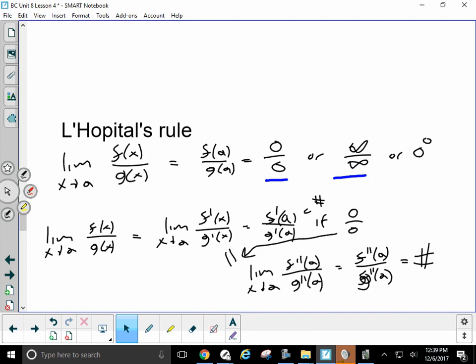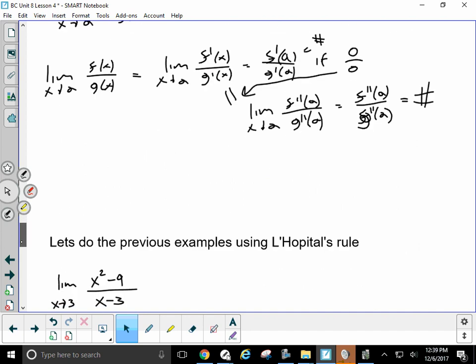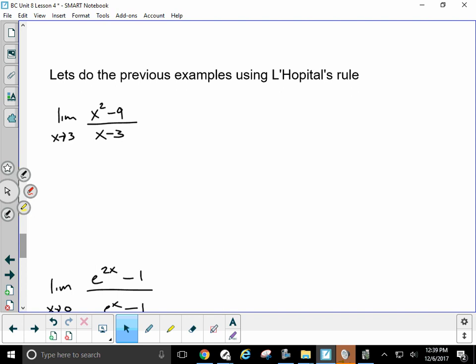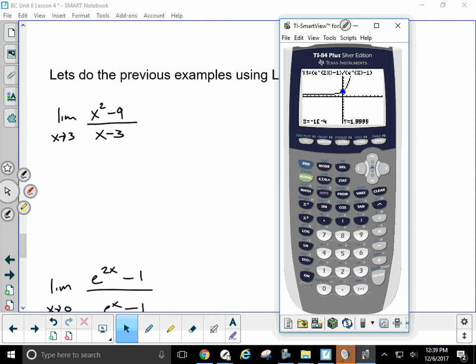Let me prove it to you. Let's go back to x squared minus 9 over x minus 3. So go back in your notes to this one. You're trying to find this limit. Again, I could find this limit if I had my calculator by graphing x squared minus 9 over x minus 3 and plugging in values very, very close to x equals 3.